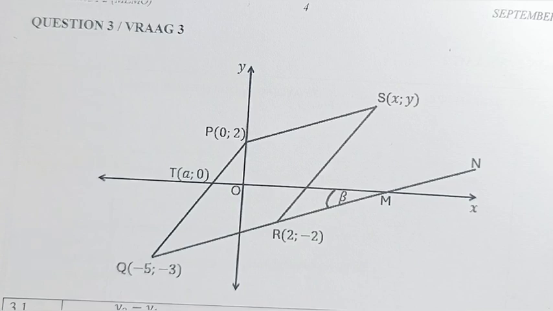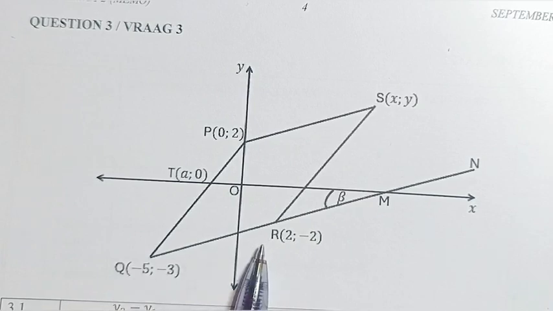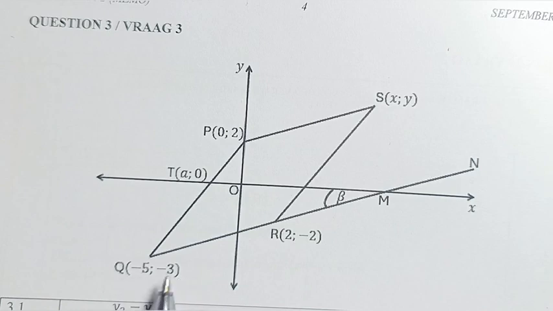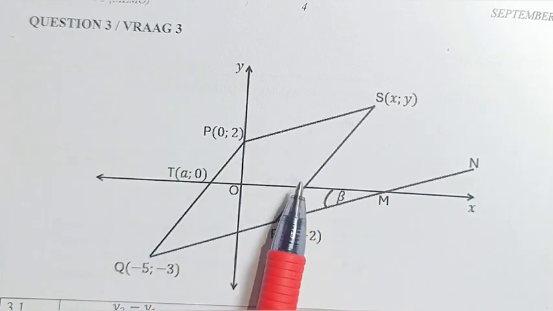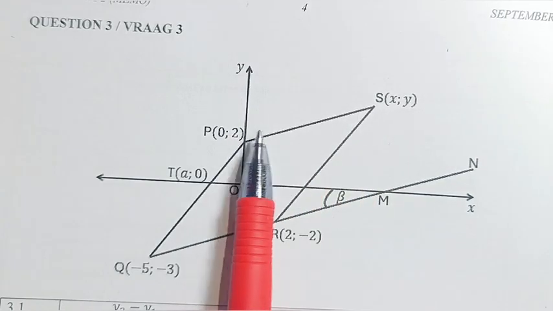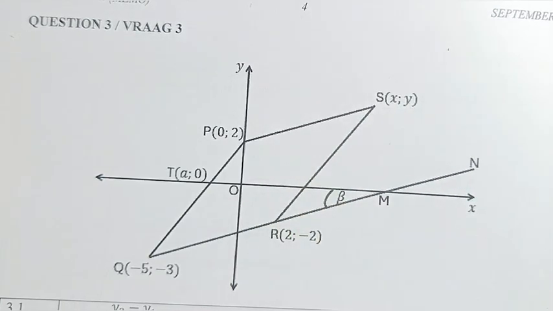So by inspection, basically very easy, because how do you get from Q to R? The horizontal change, this is the x value, negative 5, if you add 7 becomes 2. Negative 5 plus 7 is 2, and the vertical change is negative 3. If you add positive 1 it will give you negative 2. So I must do the same thing here from P to S. So 0 plus 7 is going to be 7, and 2 plus 1 is going to be 3. So the coordinates of S are going to be 7 and 3.